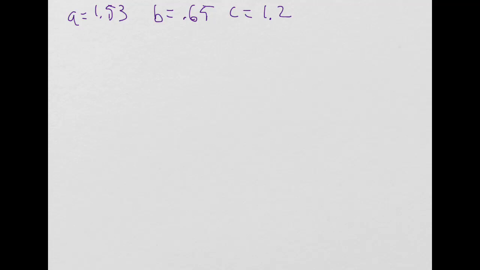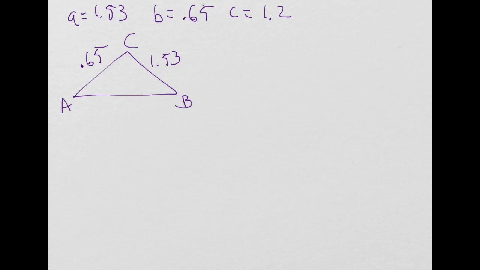Alright, problem number 8 on the study guide. We want to completely solve the triangle with these three side lengths. So draw yourself a little diagram, usually makes things easier. Let's go A, B, and C. Side A will be opposite angle A, so that side's going to be 1.53. Side B, opposite angle B, is 0.65. And side C, opposite angle C, is 1.2.